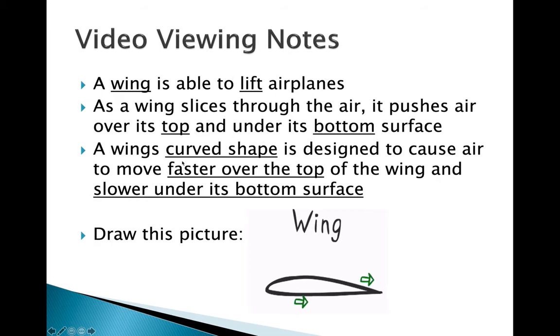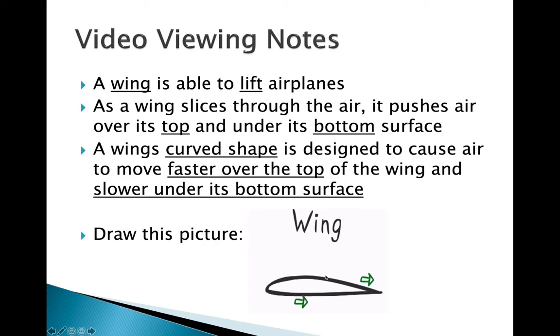You don't have to write this down though. I guess it'd be kind of cool to maybe draw a little picture of this if you want to. So the wing is able to lift airplanes. As the wing slices through the air, it pushes the air over the top and under the bottom surface. The curved shape, this is really the key thing.